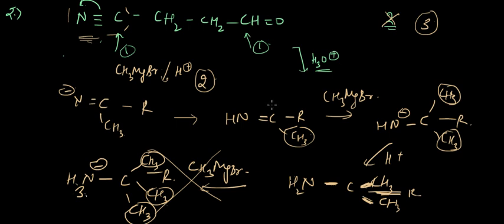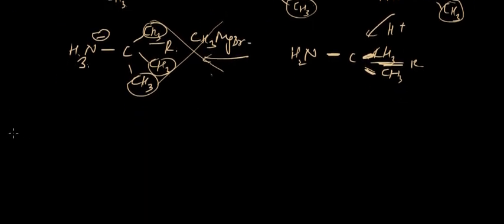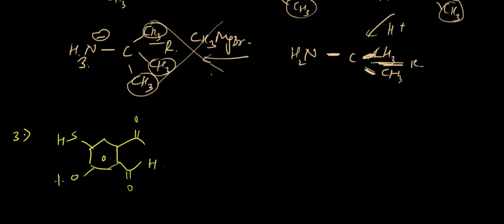Let's see how many CH3MgBr can attack on this compound. We have something like this, and SH here and OH here. So how many? Obviously one can attack here, one can attack here, another can attack here, another can attack here, another can attack here. Total answer would be 4.